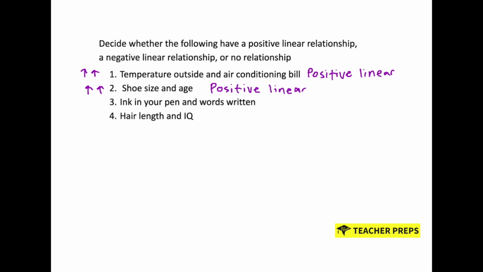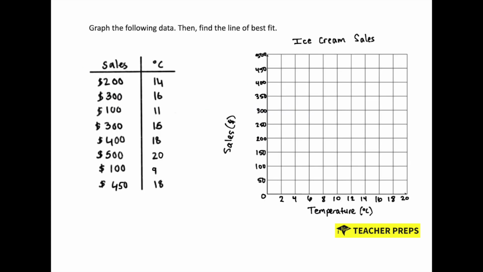The third one says the ink in your pen and the words written. Well, the more you write, the less ink is going to be in your pen. So because these go in different directions, you're going to have a negative linear relationship. And the final one says your hair length and your IQ. This one is no relationship. You can have long hair and have a high IQ, or you can have short hair and have a high IQ.